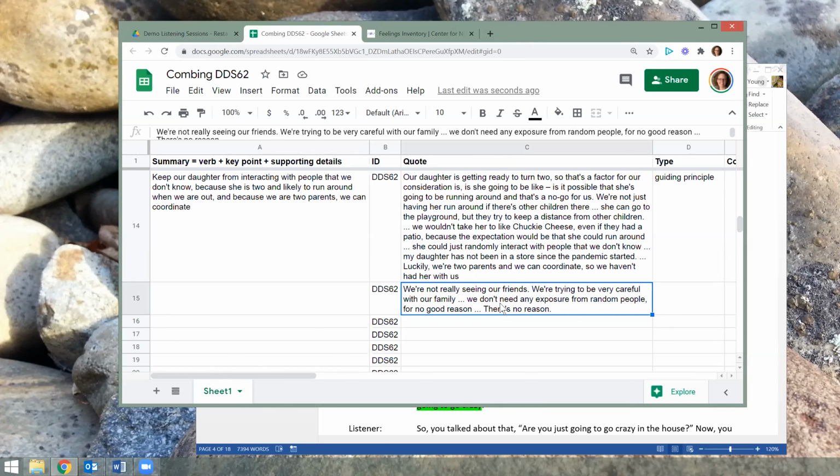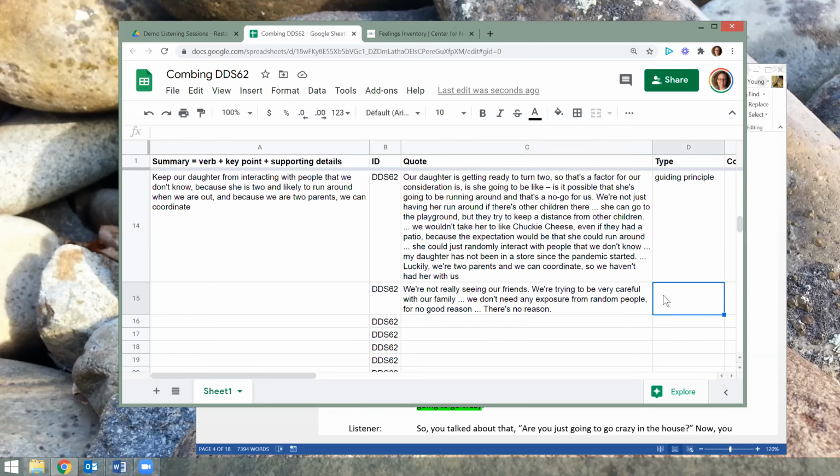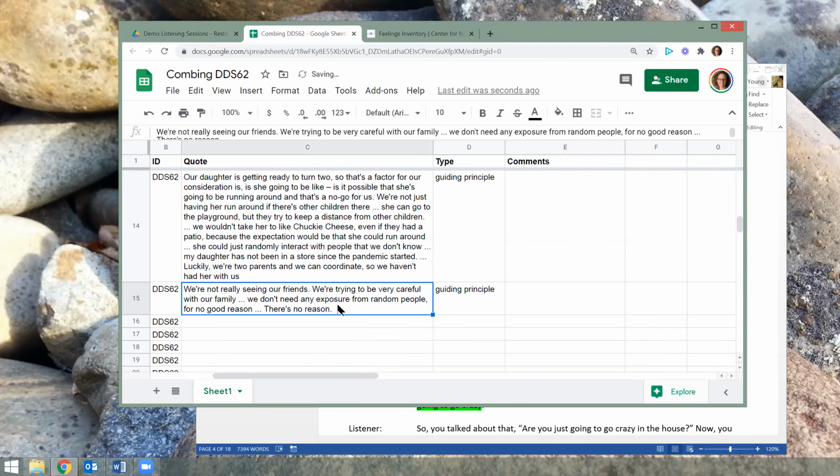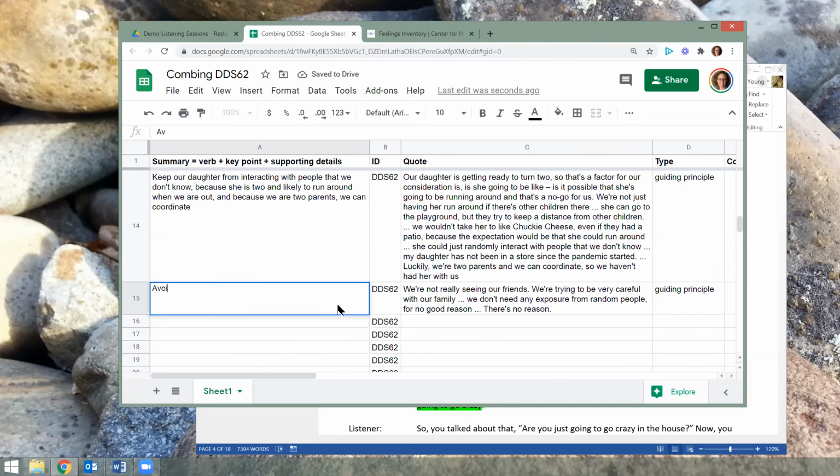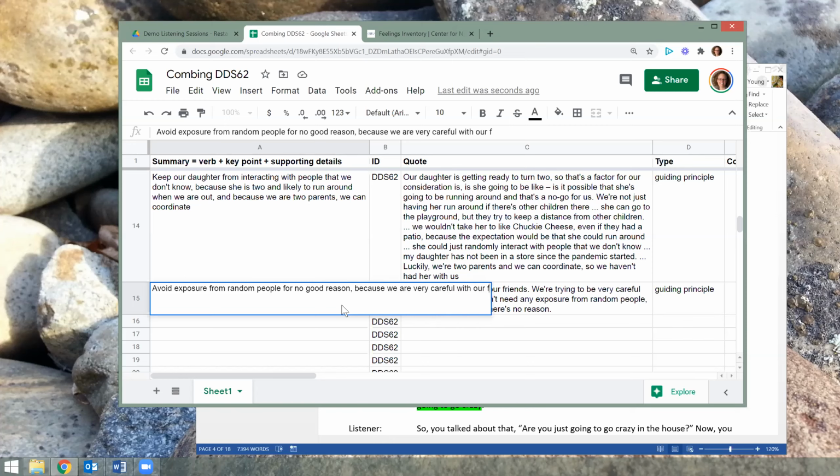Okay, so we're not really seeing our friends. We're trying to be careful with family. We don't need exposure from random people for no good reason. There's no reason. This is sounding guiding principle-ish. And the verb I would use here is avoid. Might not be enough, but certainly avoid exposure from random people for no good reason, because we are very careful with our family.